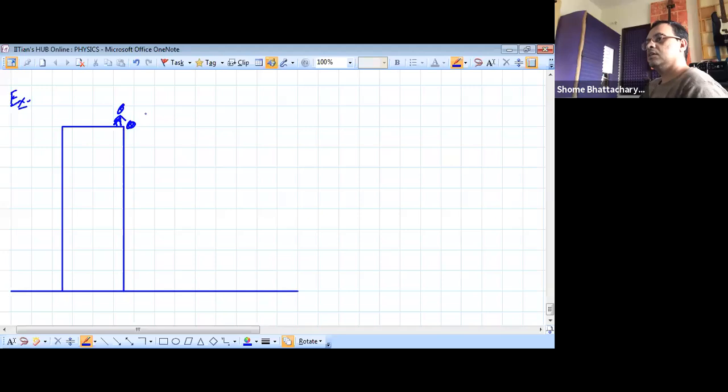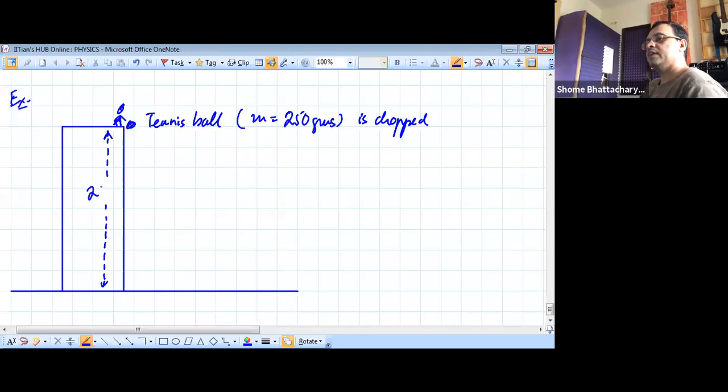Somebody drops a tennis ball of mass, let us say, 250 grams, from a height of, let us say, 20 meters, and it rebounds from the ground below, and you take acceleration due to gravity as 10 meters per second square.